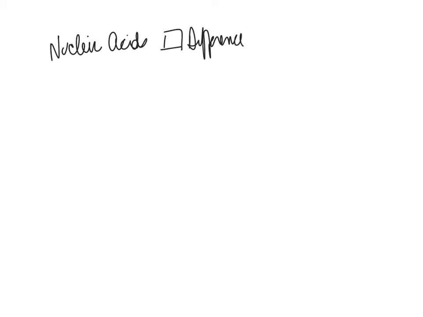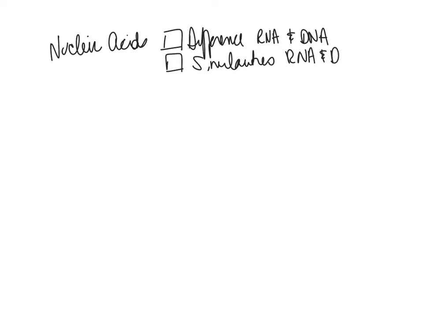Today we're going to talk about nucleic acids. We're going to talk about their structure. So first of all, we're going to learn about 5 things. The difference between RNA and DNA. We're going to talk about the similarities between RNA and DNA.